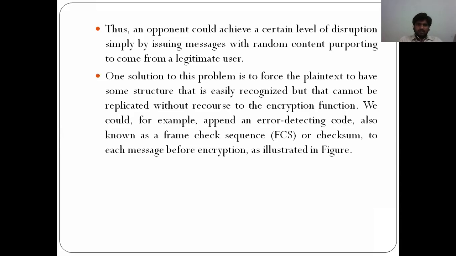So one solution to this problem is to cause the plain text to have some structure that is easily recognized but that cannot be replicated without using the encryption function. We could, for example, append an error detection code, also known as a frame check sequence, FCS, or checksum. We have some checksums like the cyclic redundancy check. You may have heard that word. It is appended to the message before encryption.